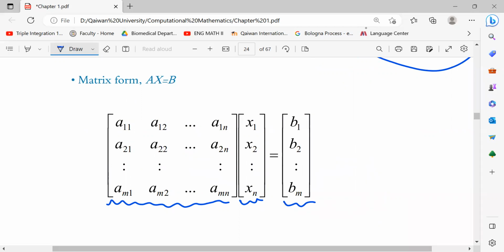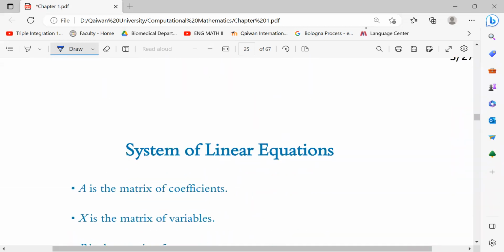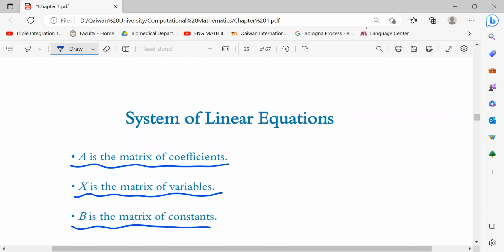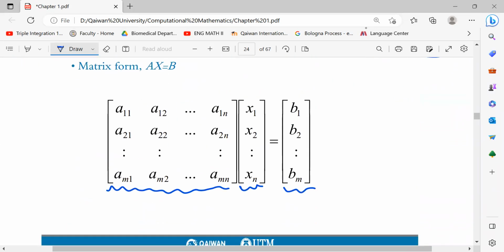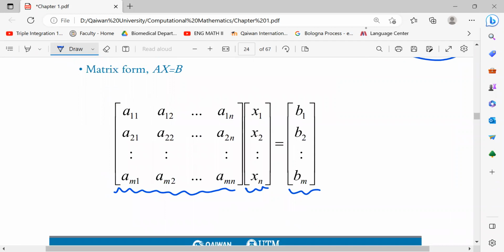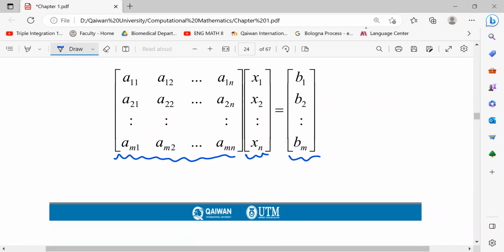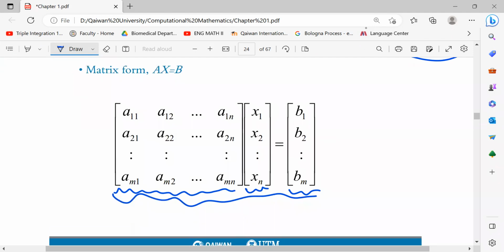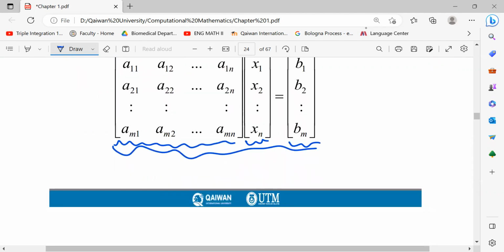In this system, we have m equations and n variables. Look, A is the matrix of coefficients, X is the matrix of variables, and B is the matrix of constants. That's all, okay? So you should know how to convert a system to matrix form up to now. Then we work on this one, not the system, okay? We work on the matrix form for solving the linear system.